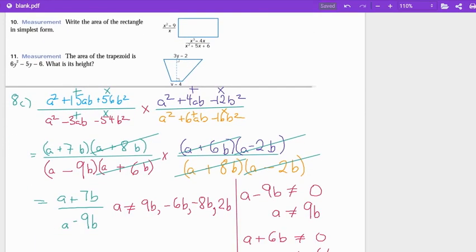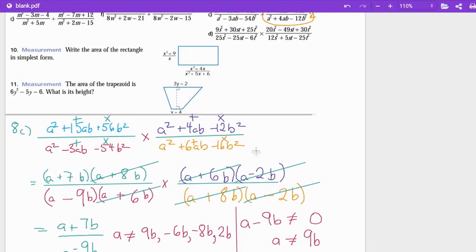And lastly, I said I would do question 11. So let's look at 10. So 10 is basically saying write the area of a rectangle in simplest form. Well, we're given the width here, and we're given the length here. And when we multiply, order doesn't matter. So if you say the other one is the length and this one is the width, that's fine. I know that area of a rectangle is length times width. So you're going to multiply and cross cancel these rational expressions. Now, that's for question 10.